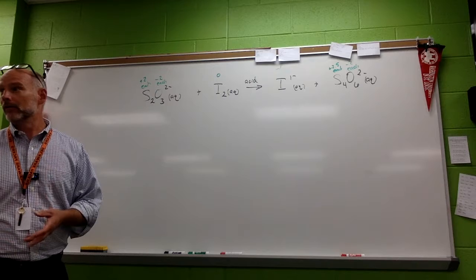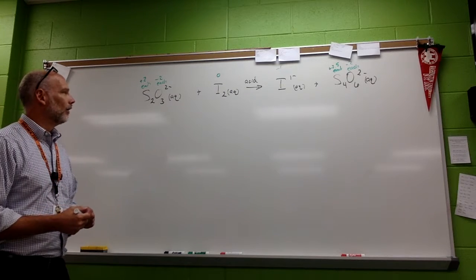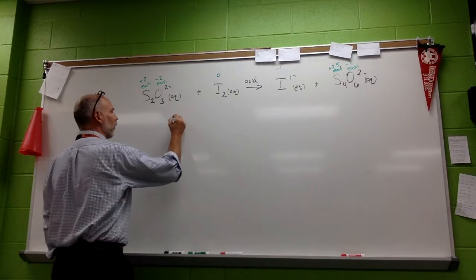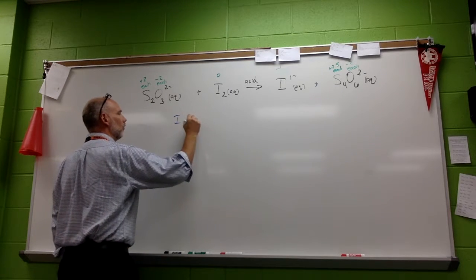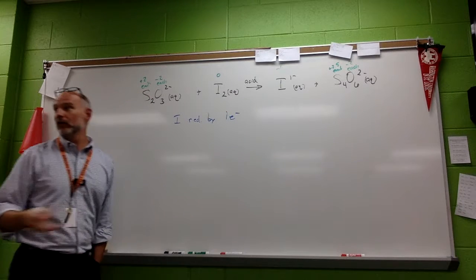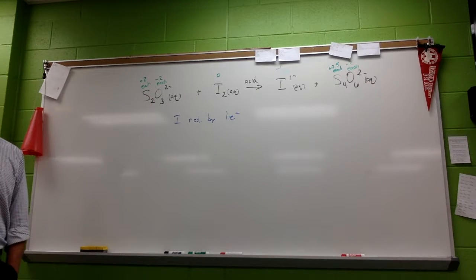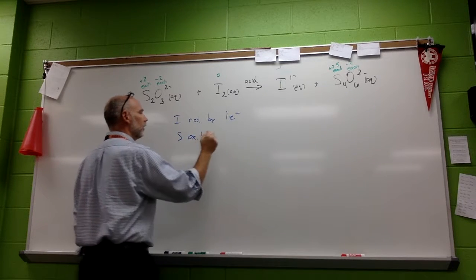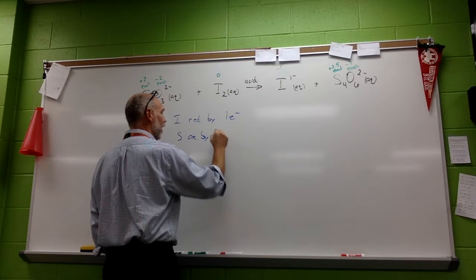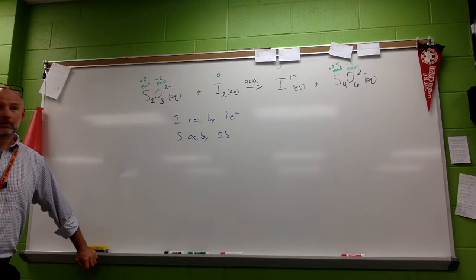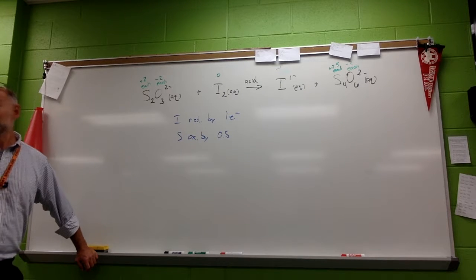Do the easy one. Right, iodine reduced by 1. Okay, that's why I said do the easy one first. And what happened to the sulfur? Oxidized by 0.5. What are we going to do? What are we going to do to equalize the electron transfer?